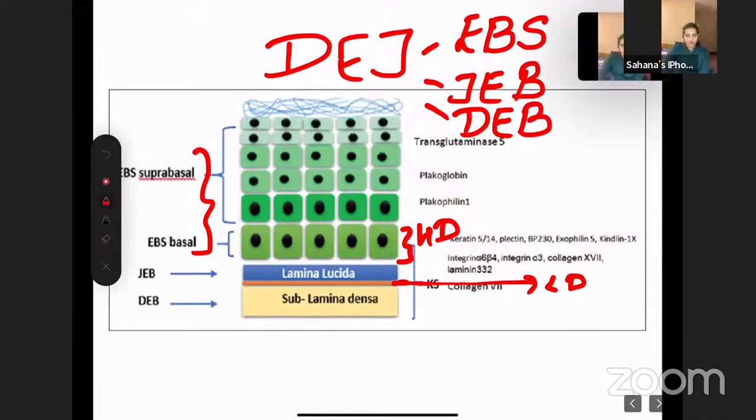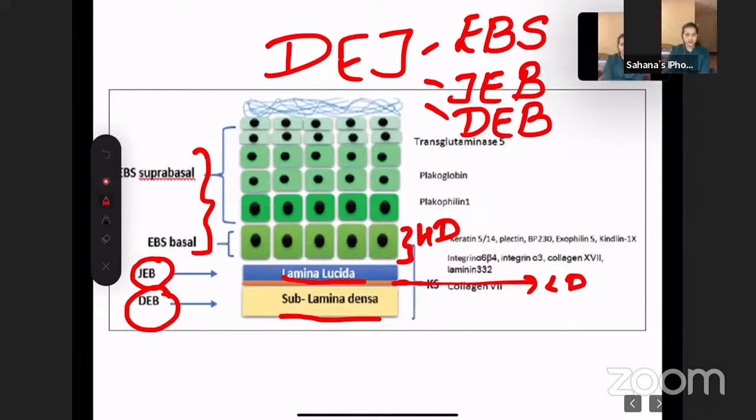So it does not cause a lot of deformities and a lot of scarring because the dermis is not involved. It's mainly in the superficial layers of the skin, or mainly in the epidermis. So junctional EB affects the lamina lucida, whereas dystrophic EB affects the sublamina densa. So the further down you go, the more severe the manifestations are. So that is how you need to remember.